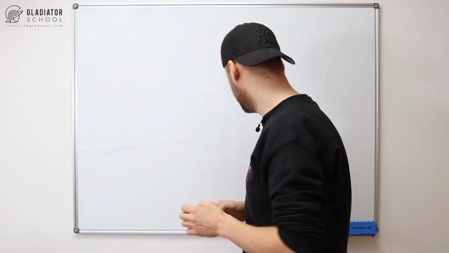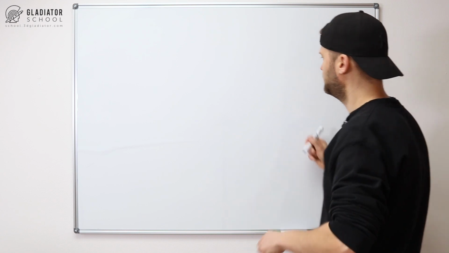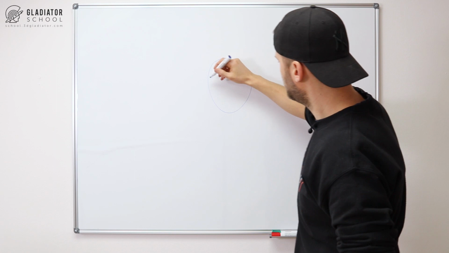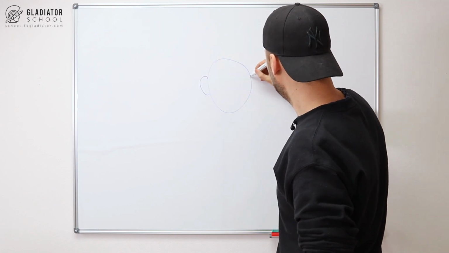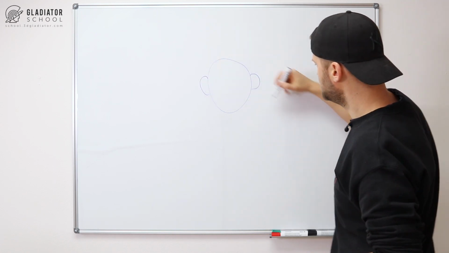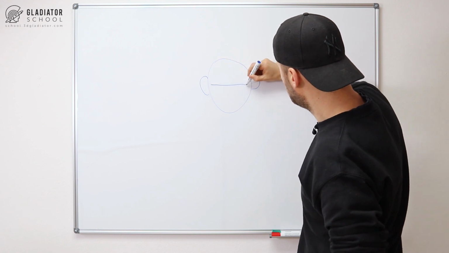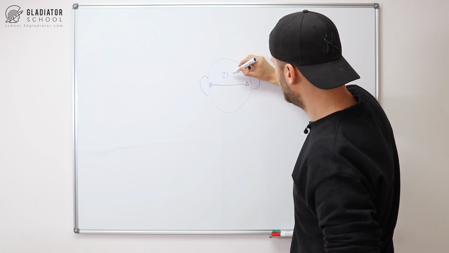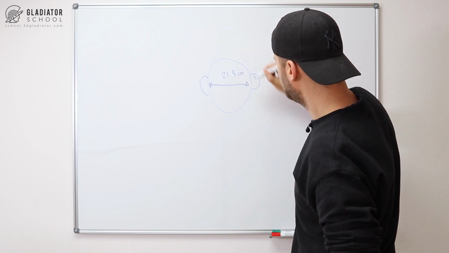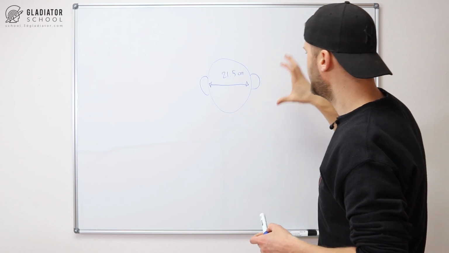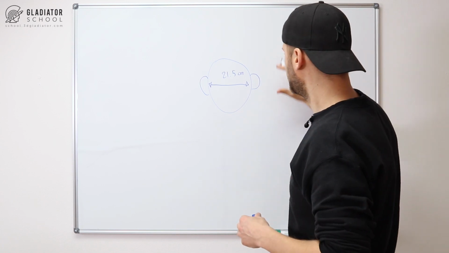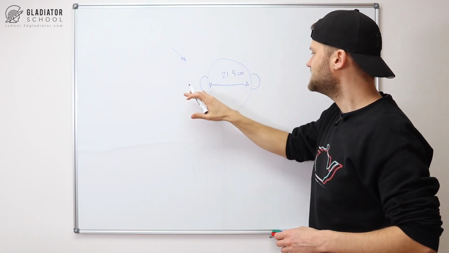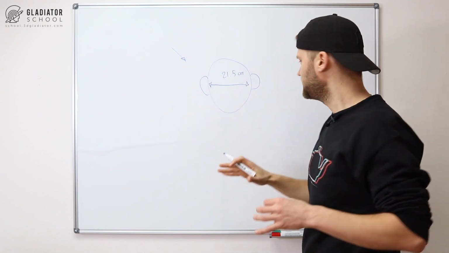So let me quickly draw a very simplified version of our head. Right? Then we have an ear on each side of it, and there's a distance between the ears of approximately 21.5 centimeters. And when a sound source is coming from a certain direction, let's say it's coming from here, it reaches this ear insignificantly earlier than this one.